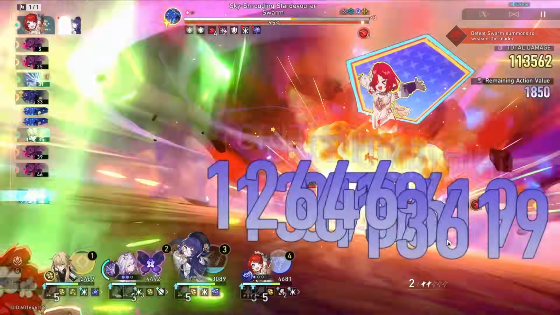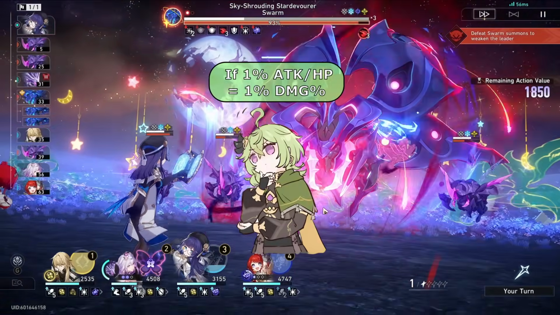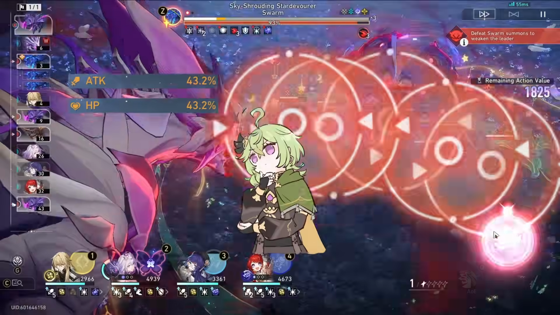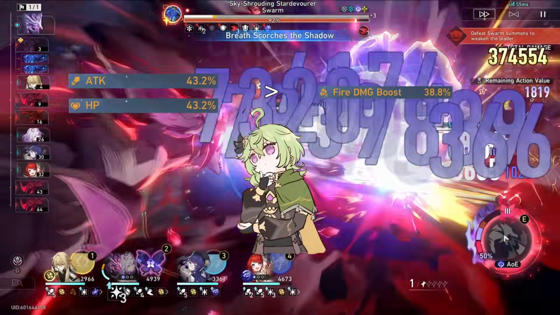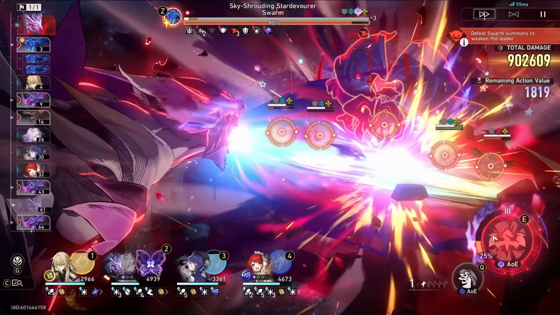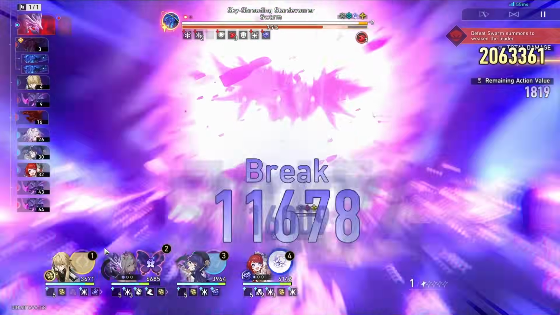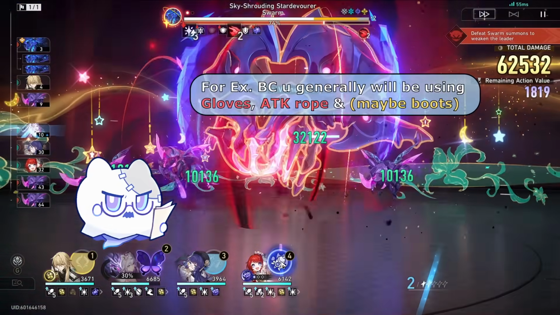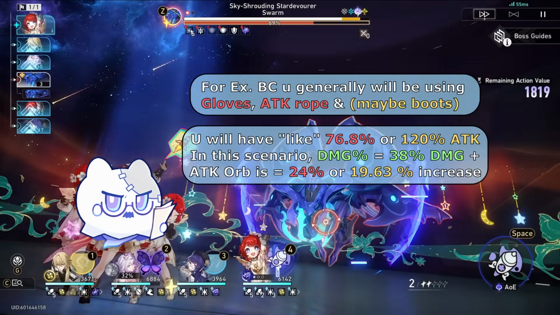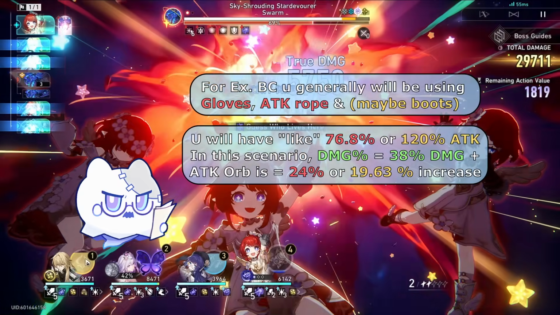Wait. If that's the case, and we know that 1% attack or HP is equal to 1% damage bonus, doesn't that mean HP or attack orb should be giving us more value, as it gives around 4% more worth of stats? That's true, but that's only when it's in a complete vacuum and you have literally zero relics. But once you start adding the helmet or gloves, or HP or attack orbs or ropes, yeah, diminishing return starts to kick in, which makes it not the case.